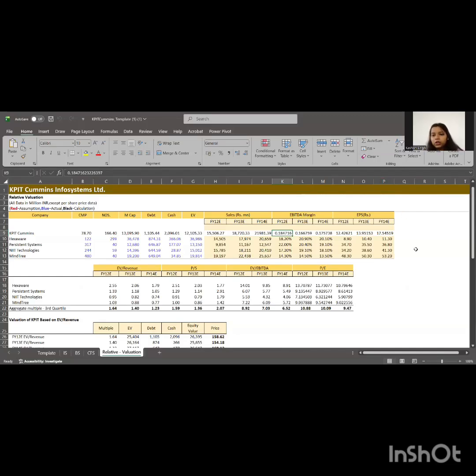Next is EPS, earnings per share. EPS tells us how much profit is earned for each share. The formula is EPS equals net profit divided by number of shares. Net profit comes from the income statement and number of shares we already have in our sheet. Its value is critical because it directly leads us to another important multiple, the PE ratio.